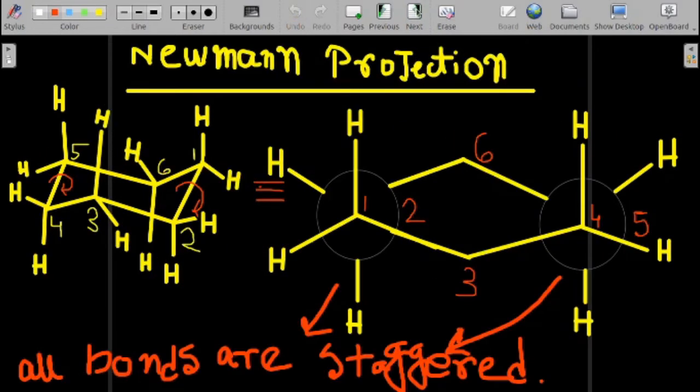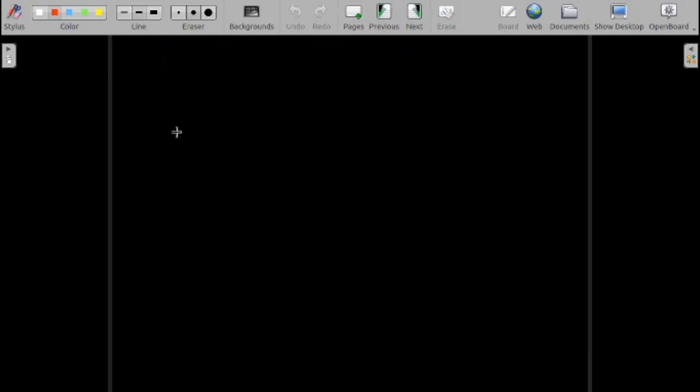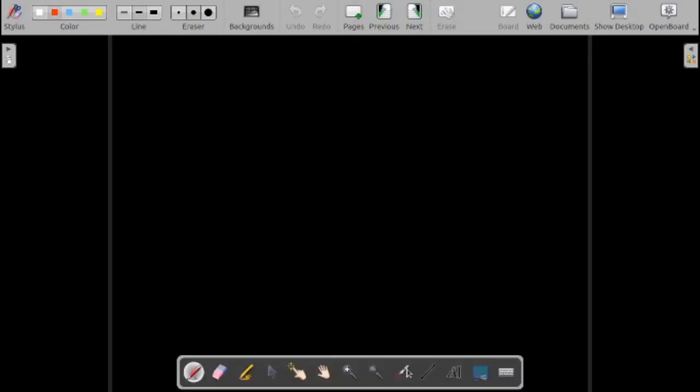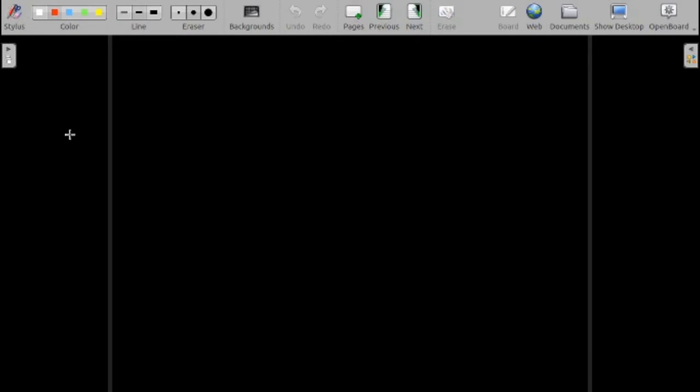Next we will see the Newman projection of the chair conformation of cyclohexane. So first we sketch the chair conformation. So let's go. This is a chair conformation.